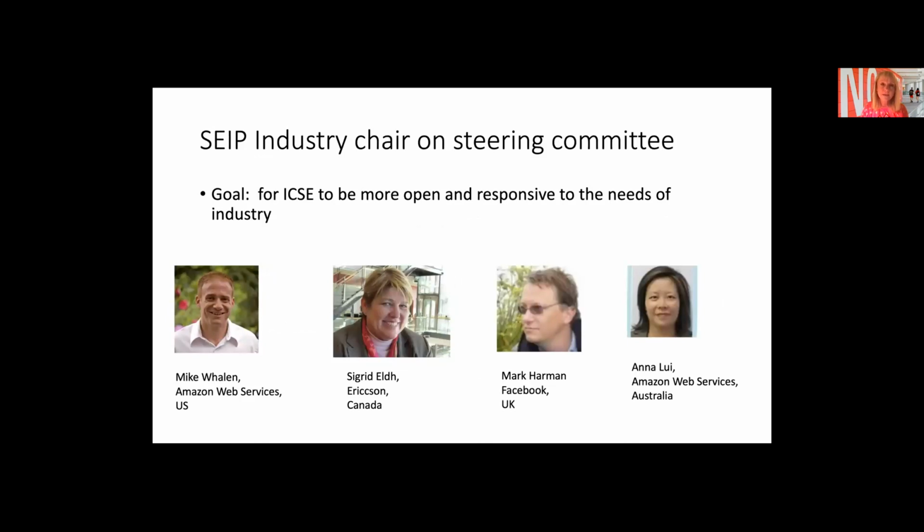A change that we made, I've been the steering committee chair for a couple of years, and this was one of the things that was done early, but I don't know if the community knew, which is to have the SEIP, so Software Engineering in Practice Industry Chair, as part of the steering committee. In the past, it's been program chairs and general chairs. Now we specifically want to make sure that we can be as open and responsive to the needs of industry at ICSE as much as possible. So these are our industry members of the steering committee, and going forward, we will always make sure, number one, that we have an industry person as an SEIP chair, and number two, that they can be on the steering committee and we can hear the voice within our decision-making process of what's good for industry.